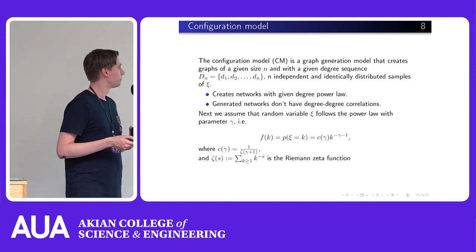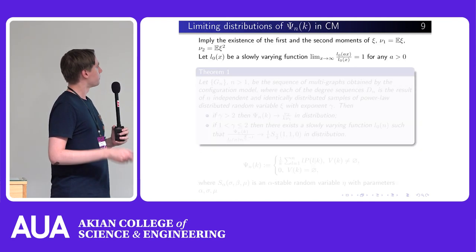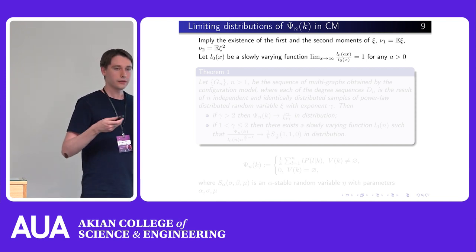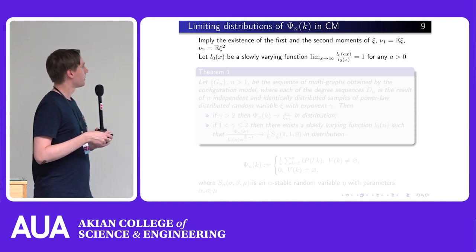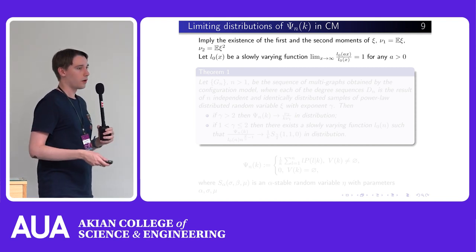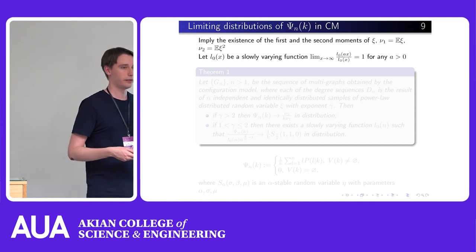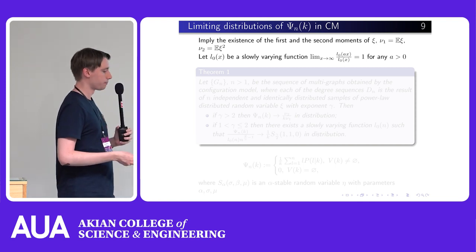Okay, now we'll see what are the limits of average friendship index among all nodes with some fixed degree.